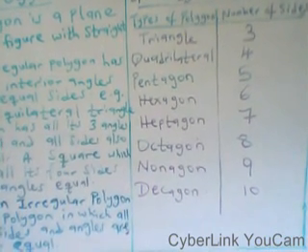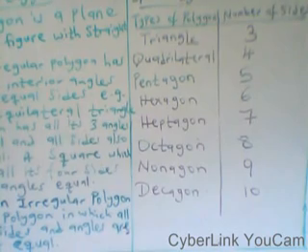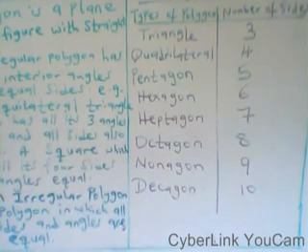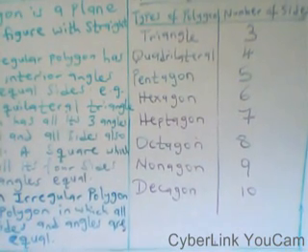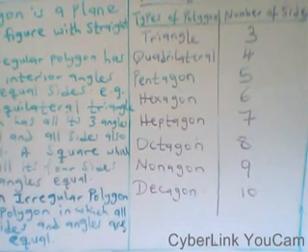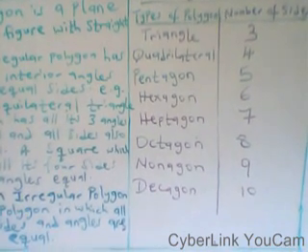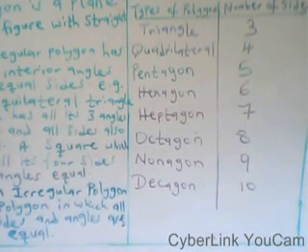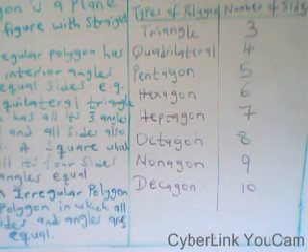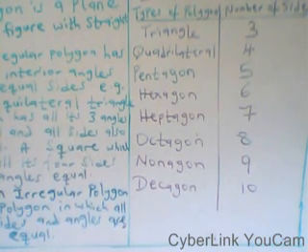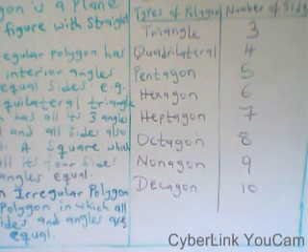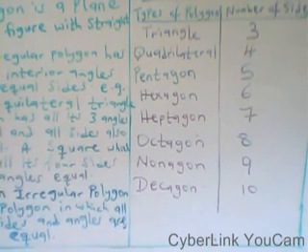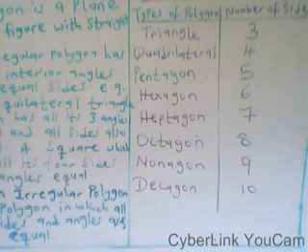It has how many sides? It has three sides. The next one is quadrilateral. A quadrilateral has four sides, so a polygon with four sides is classified as a quadrilateral. The next one is pentagon. A polygon that has five sides is referred to as a pentagon. A polygon with six sides is referred to as a hexagon. The next one is heptagon. A polygon with seven sides is a heptagon. A polygon with eight sides is called an octagon.